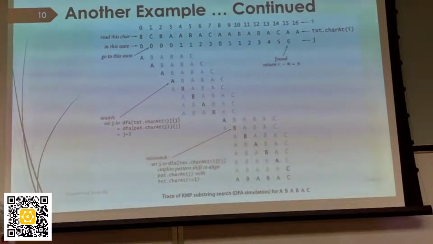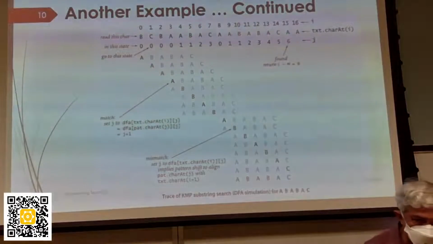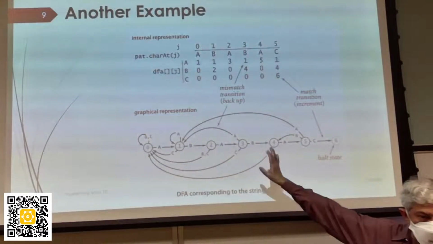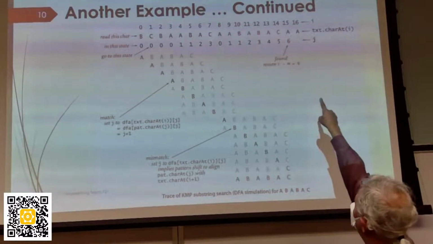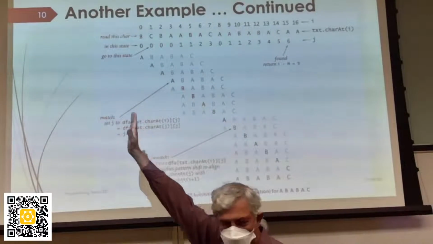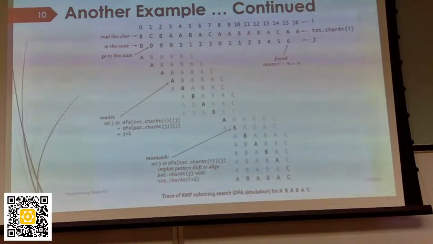All I did was follow the rules that I had on the previous slide. I didn't do anything different. I just followed these instructions and applied them blindly. And that tells me what state I'm in. If I get to state 6, I can say, oh yeah, I found it. Okay?